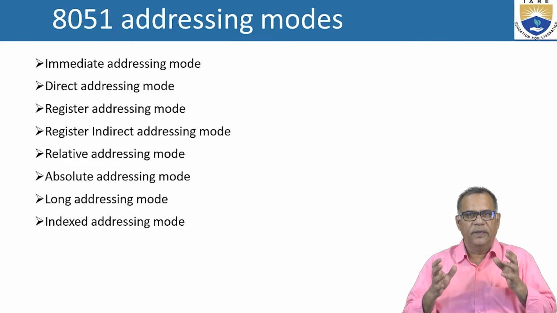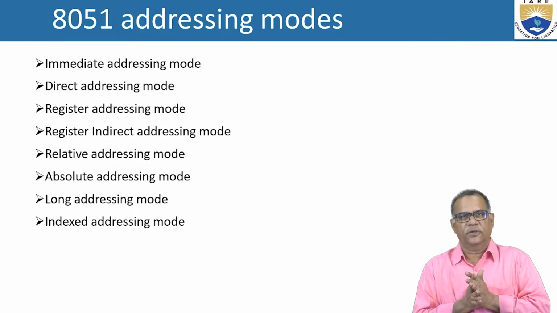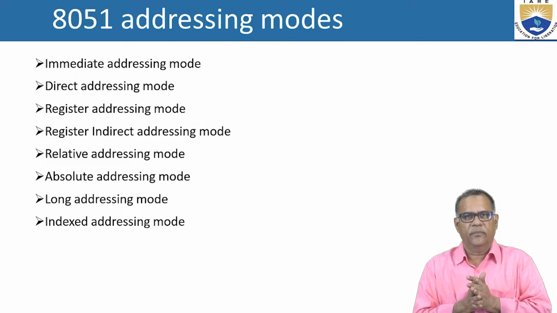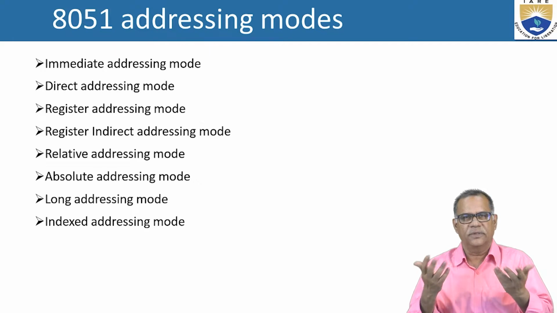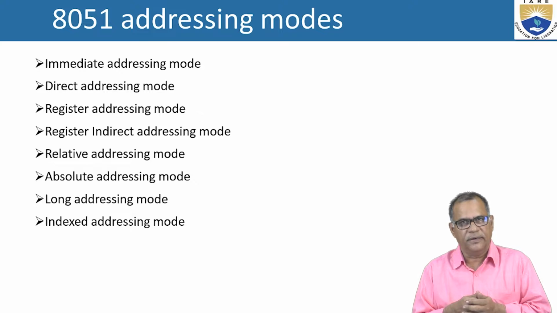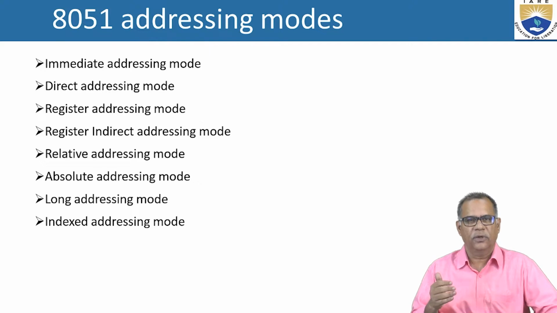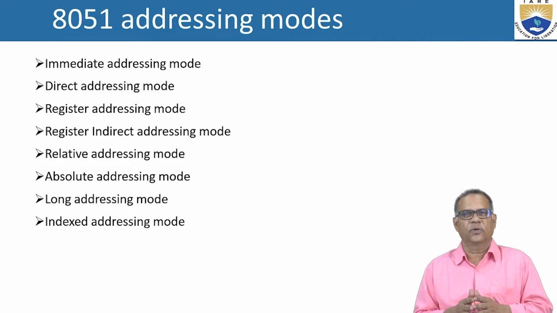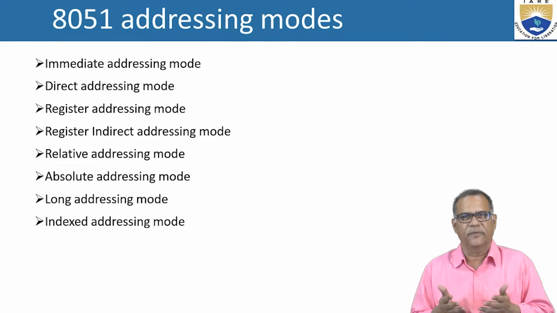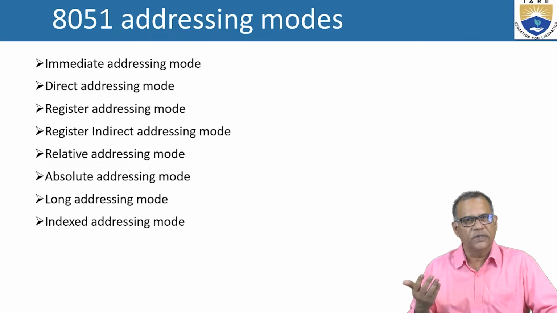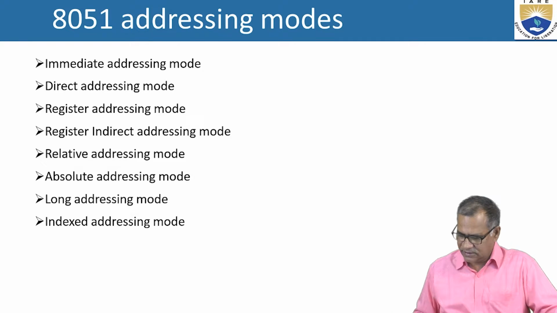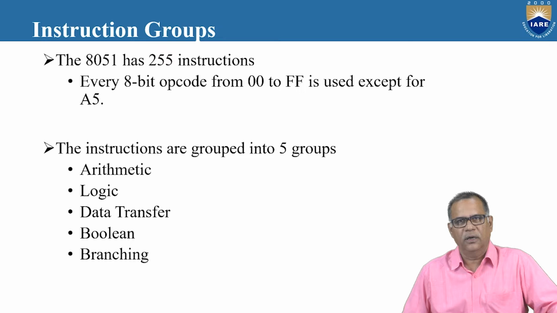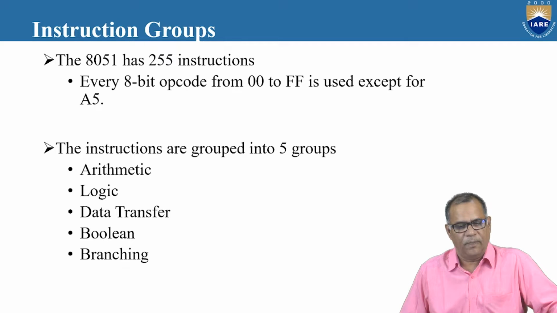So these various instructions of 8051 microcontroller can be addressed by using different modes. The different addressing modes are immediate addressing mode, direct addressing mode, register addressing mode, register indirect addressing mode, relative addressing mode, absolute addressing mode, long addressing mode, and indexed addressing modes. These are the various addressing modes using which the various instructions of 8051 microcontroller are accessed.